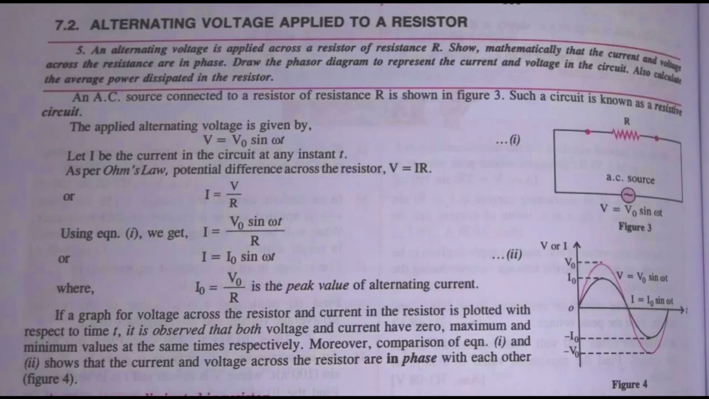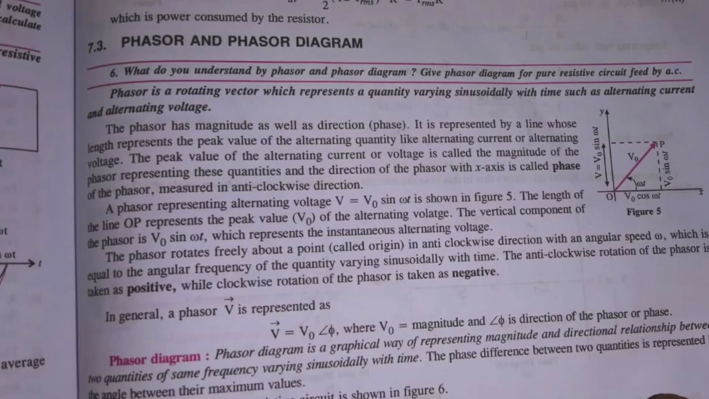We know Ohm's law, so apply Ohm's law: V is equal to IR. By rearranging the terms we get I is equal to V upon R. Then we know the value of V, that is in the form of the alternating voltage, so just put the value of V in that form. After this we know V naught upon R, again there is the application of Ohm's law, so this gives I is equal to I naught sin omega t. Here I naught represents V naught upon R, which is called the peak value of alternating current.